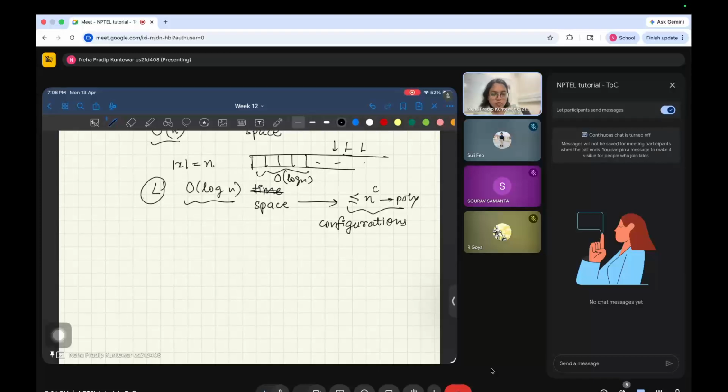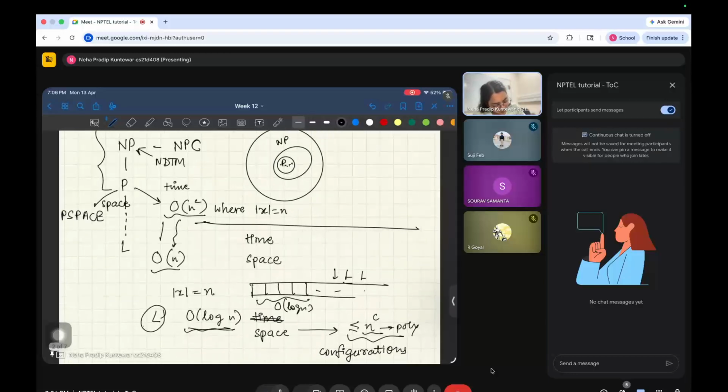So just look at the total number of configurations and observe that there can't be more than these many configurations if you're only allowed this much space. So it's a simple configuration counting argument. By that argument you get that L is inside P.